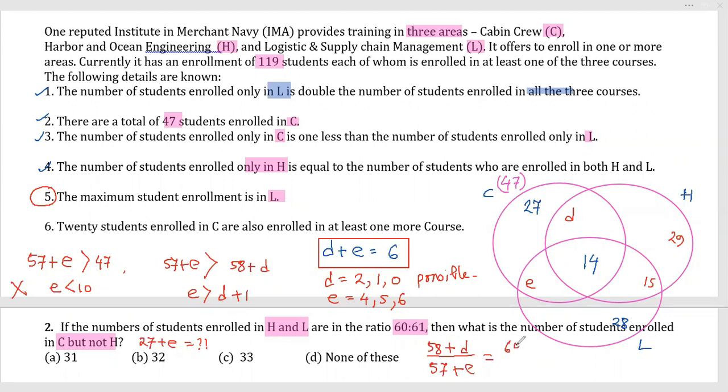60 by 61. So I can see it should be 2, and at that time this would be 4. The 2, 4 combination it is. That means D is equal to 2 and E is equal to 4. So 27 plus E is equal to 27 plus 4, that is 31. Option A is my answer for the second question.